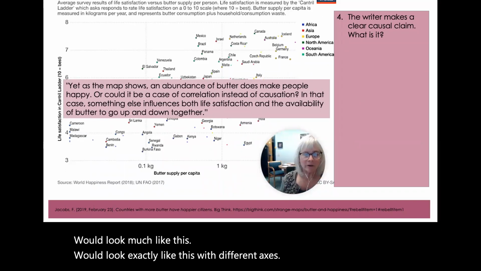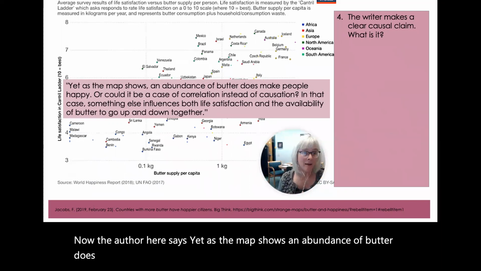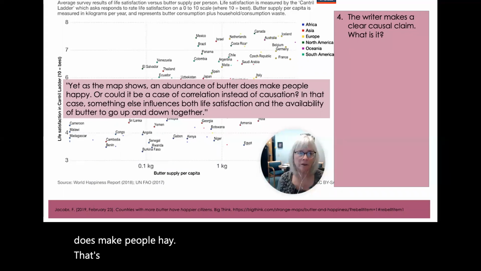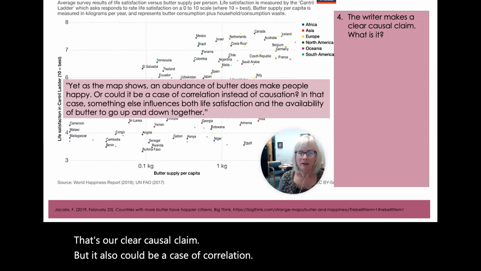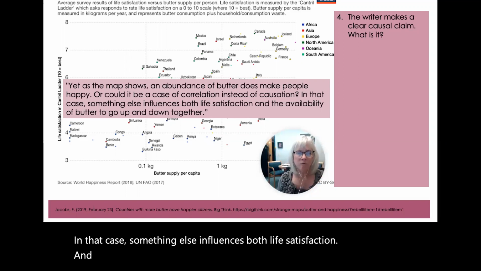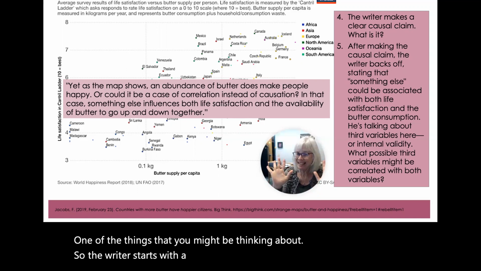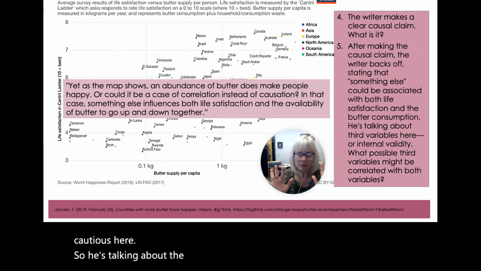Now, the author here says, yet as the map shows, an abundance of butter does make people happy. That's our clear causal claim. But it also could be a case of correlation. In that case, something else influences both life satisfaction and the availability of butter to go up and down. And one of the things that you might be thinking about: the writer starts with a causal claim and then says, we need to be cautious here. So he's talking about third variables here.